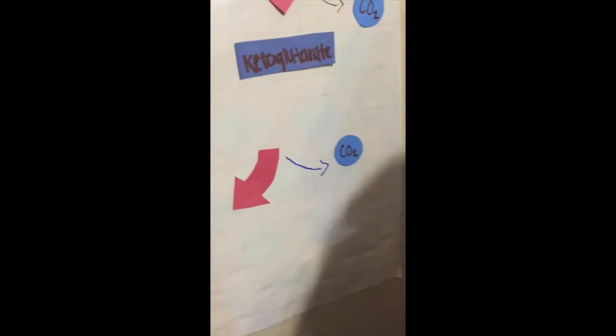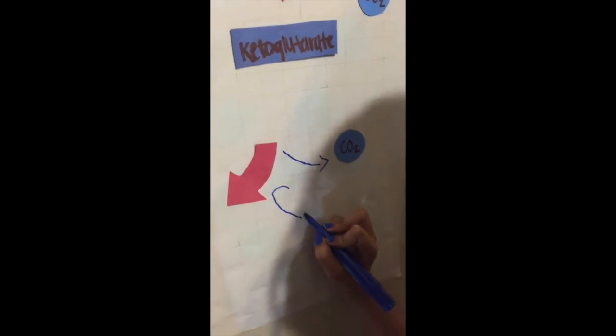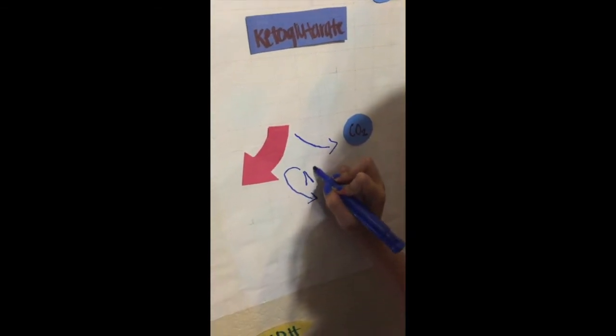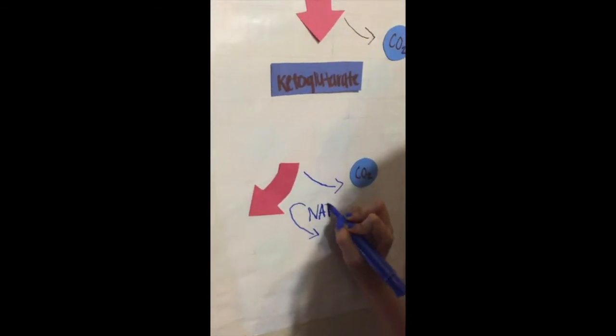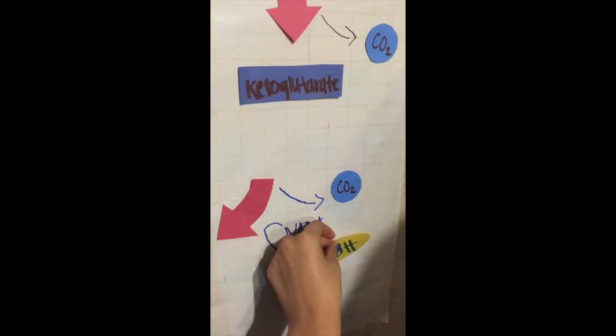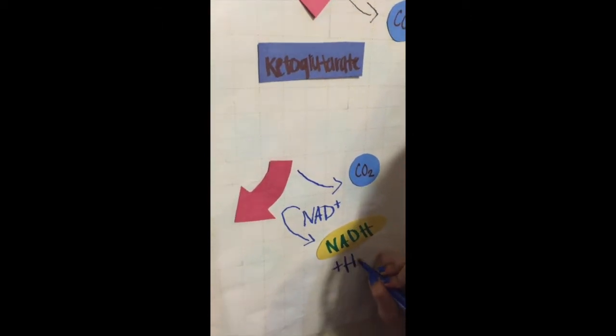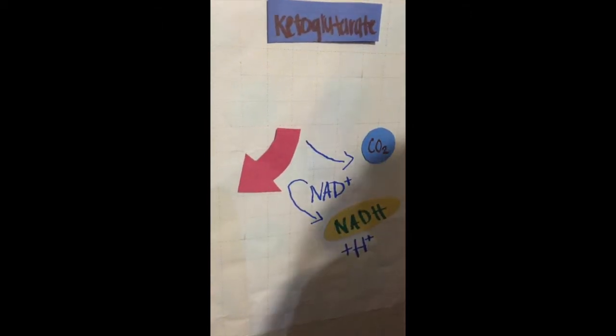In step 4, another carbon dioxide molecule is lost. The remaining compound is oxidized, reducing NAD+ to NADH. Coenzyme A is then attached to the remaining molecule by an unstable bond, becoming succinyl coenzyme A.